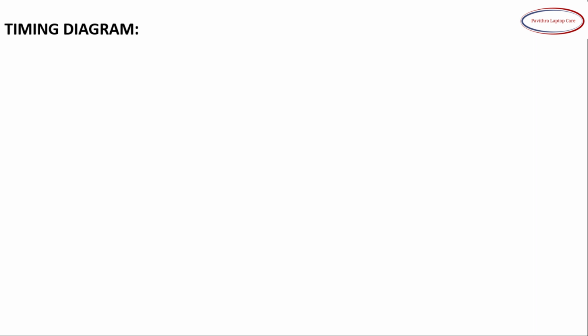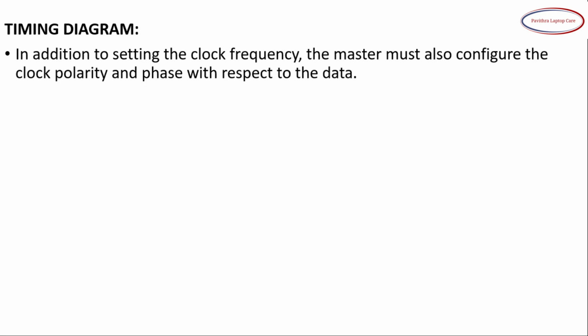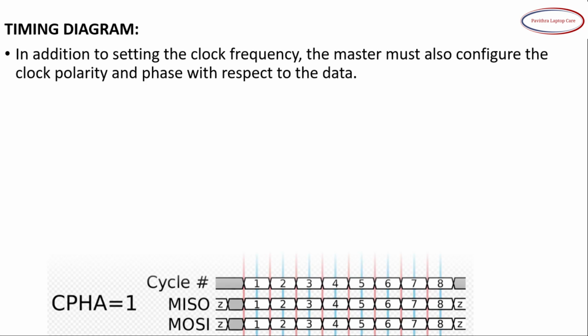Timing diagram. I'll show you the timing diagram. It's very important how SPI devices communicate with each other, master and slave. In addition to setting the clock frequency, the master must also configure the clock polarity and phase with respect to the data. It will create a clock with a particular polarity and phase, and it sends the data using that.